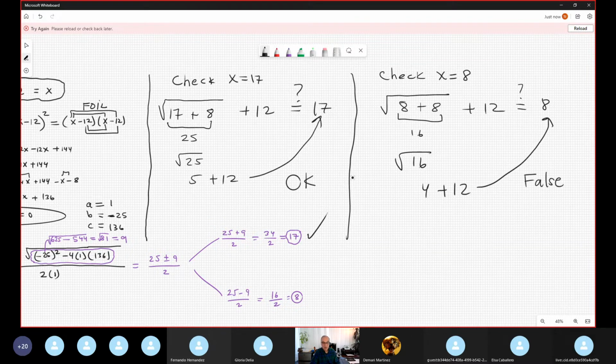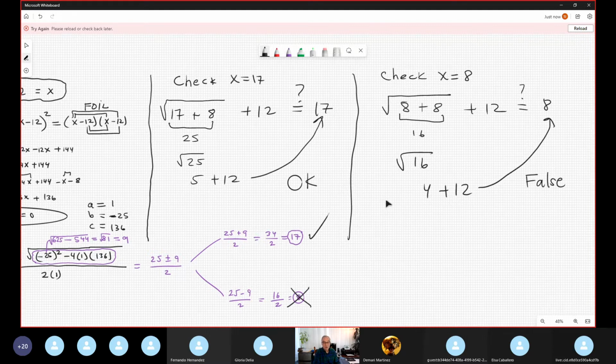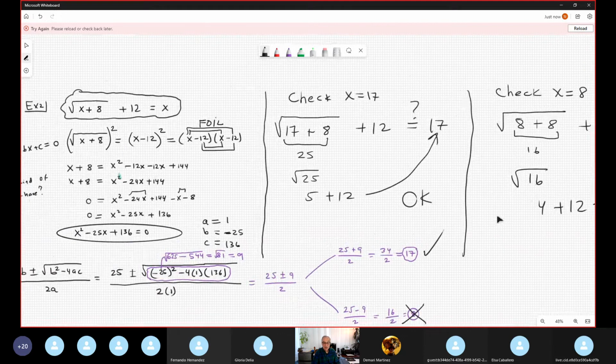That means that 8 is no solution, and the only solution that we have is 17. Guys, there are no rules. Sometimes both solutions are good. Sometimes both solutions are wrong, so we have no solution. And the most common one is one solution is good, another no. The solution set for this equation is just 17. End of the story. Cool?